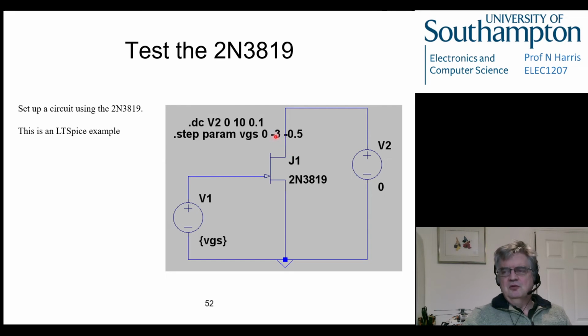Oh, sorry, yes, it's not a list, it's a step, so it's going to go from 0 to -3 in steps of -0.5. So it would run it at 0, -0.5, -1, -1.5, -2, -2.5, and so on. So however many that is, it's going to run it that many times with different values of VGS, and we should then be able to investigate this circuit and figure out what else is happening elsewhere.